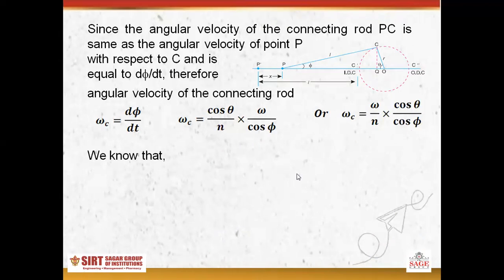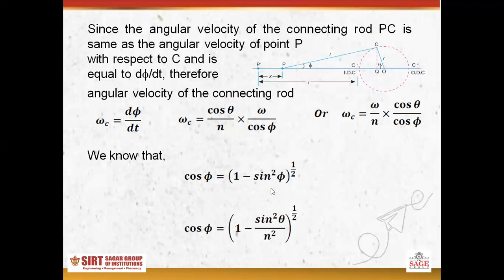Now we know that sin square phi plus cos square phi equals 1, so we can write cos phi equals (1 minus sin square phi) raised to power 1 by 2. Here the angle is phi. Now substitute the value of sin phi from the previous equation: sin phi equals sin theta upon n.